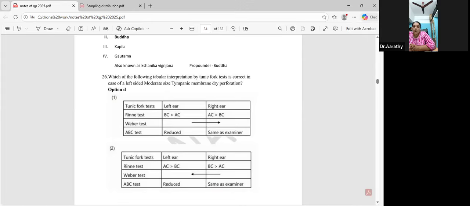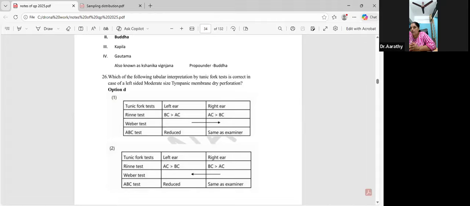Now, Rinne is positive when air conduction is greater than bone conduction, which means there is a sensory neural deafness, not a conductive deafness. Okay, then Rinne's test should be positive. It is set positive when AC is greater than BC, which implies there is a sensory neural deafness, not a conductive deafness. I hope until now it is clear.